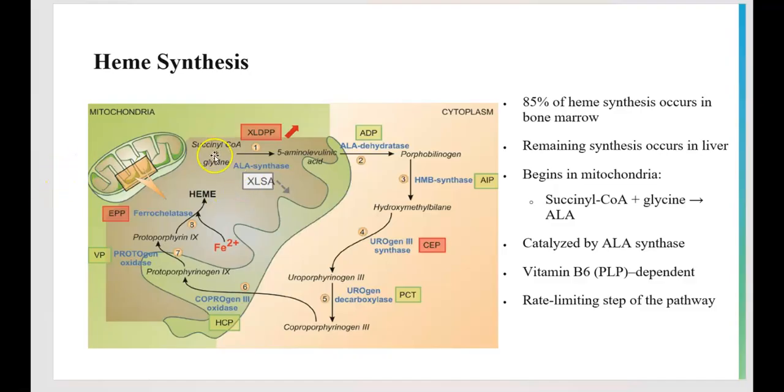It begins from succinyl-CoA and glycine to form ALA, or 5-aminolevulinic acid. This reaction is catalyzed by the ALA synthase enzyme and vitamin B6. This picture shows the heme synthesis pathway with cellular compartments within the mitochondria.